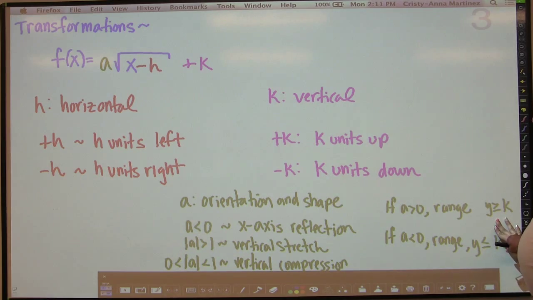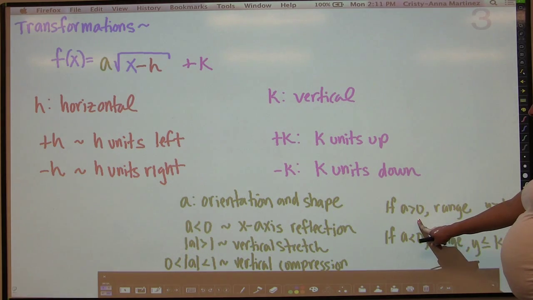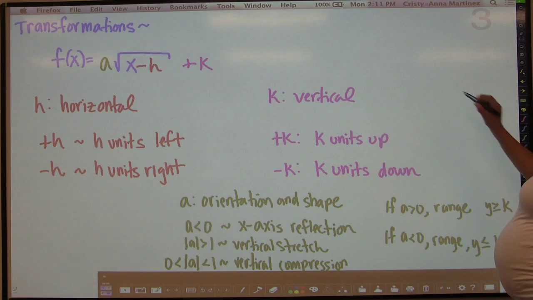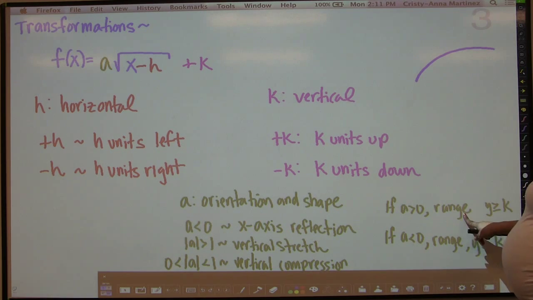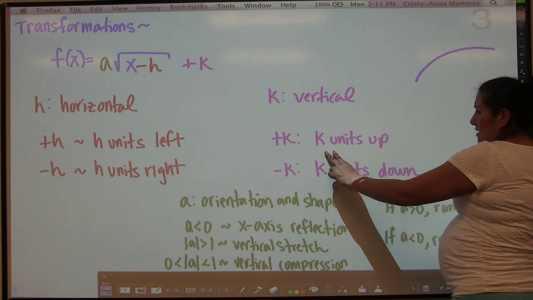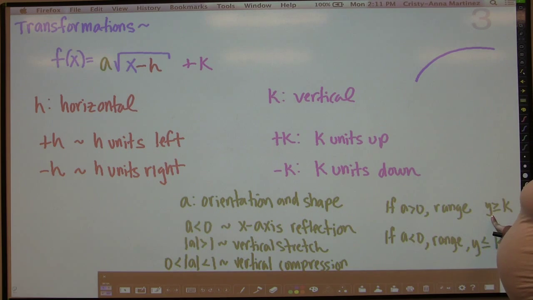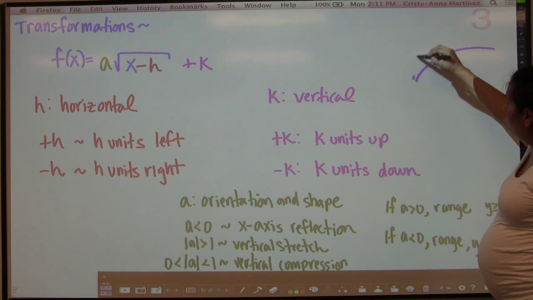And then, of course, over here, this is important. This will help you with your range. If A is greater than 0, meaning it's going to be looking like this, then the range is going to be y greater than or equal to k. So whatever your k value is, it's going to be y greater than or equal to k. So you're going to start here, then move up.